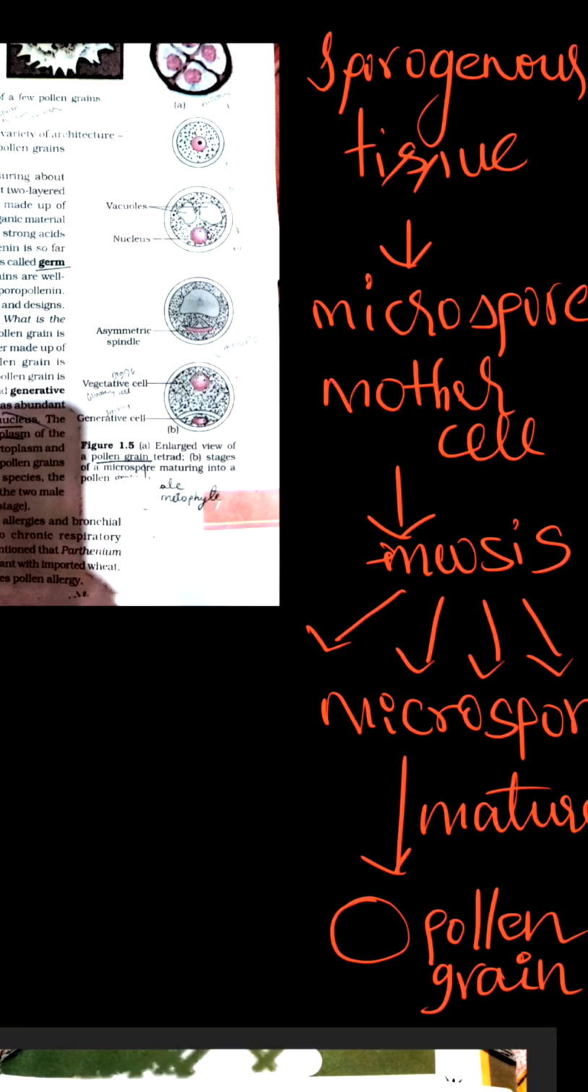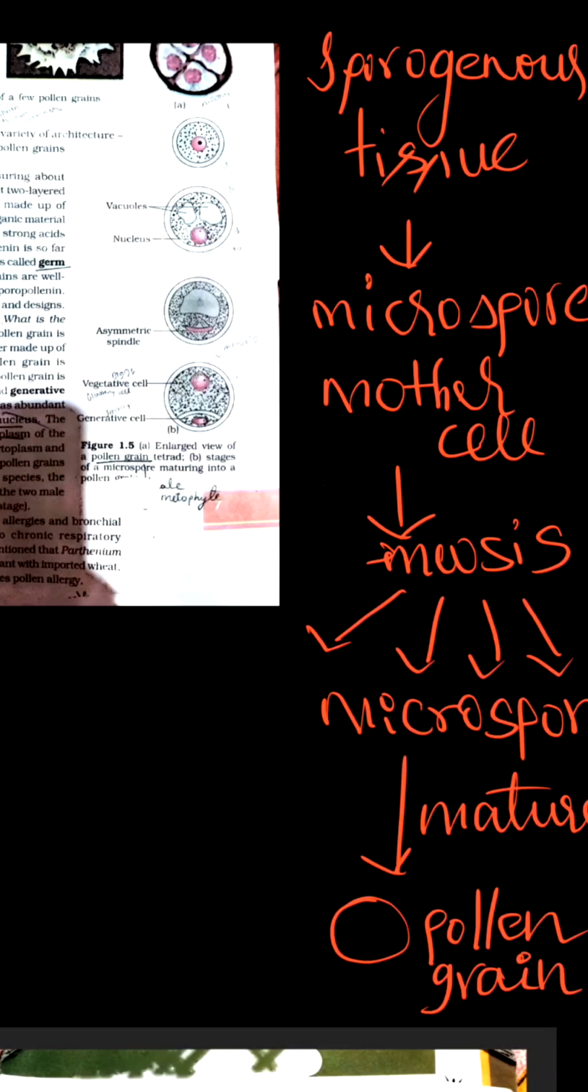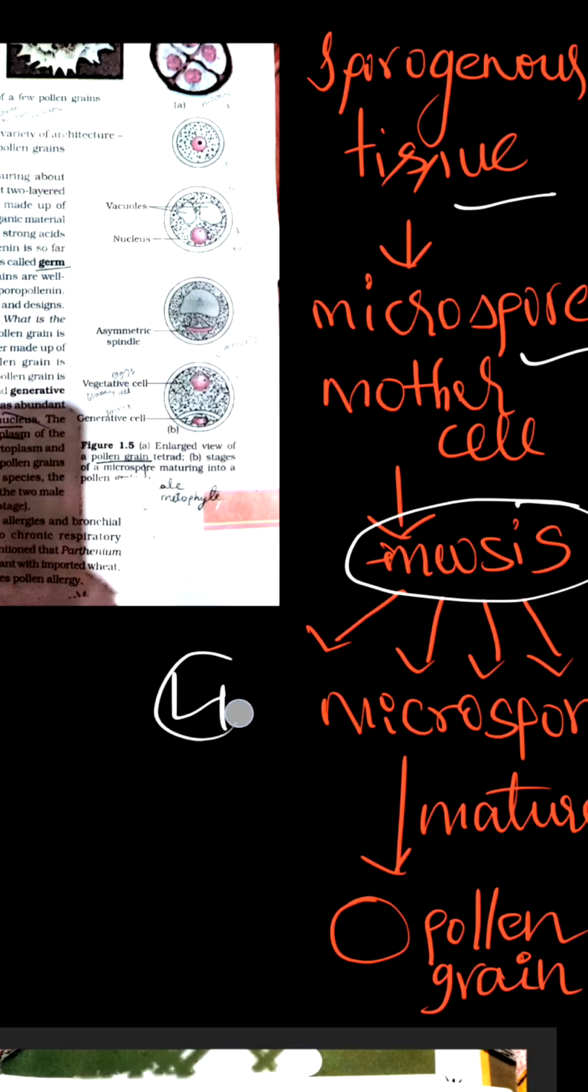I have drawn the flow chart. First you have this sporogenous tissue. Can you see the sporogenous tissue here? This sporogenous tissue consists of many microspore mother cells, and that mother cell will undergo meiosis, which will give four functional microspores, and those will mature into pollen grains. So these are the stages of the maturation.